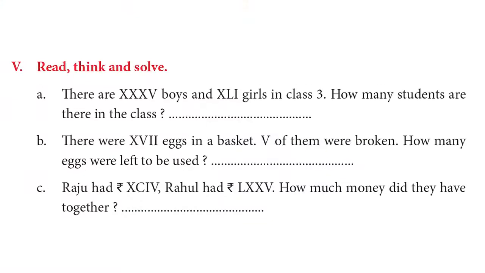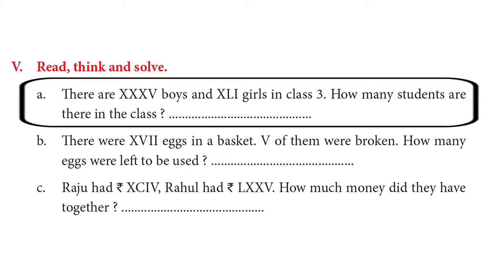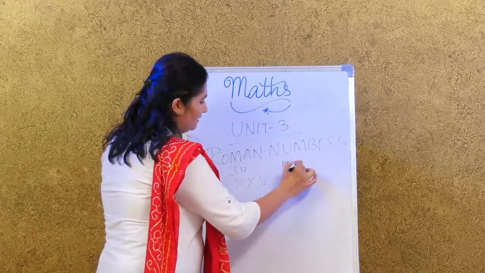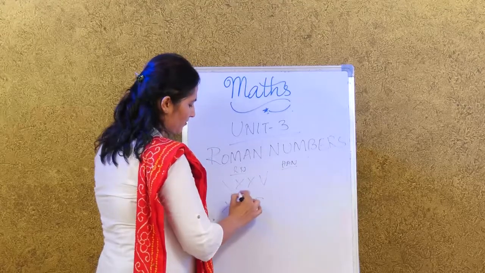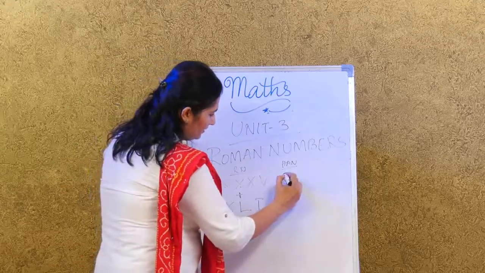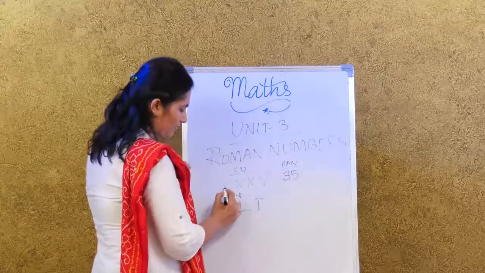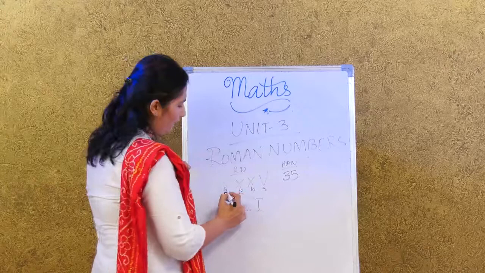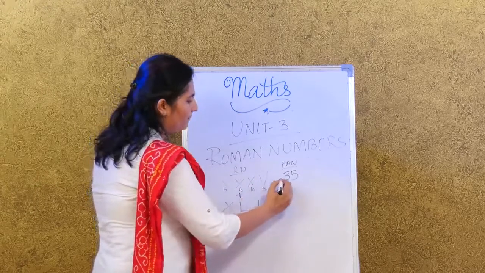Let's look at page number 73, read, think and solve. Let's do one. There are boys and there are girls in the class 3. How many students are there? So, we need to get the Roman numerals and we need to get the Hindu Arabic numerals and then we need to add as well. So, let's do. So, 1, 2, 3, that is 30 and 5. So, this has 10 value, this is 10 value, this is 10 value, this has a value of 5. So, we do 1 and you get 35.